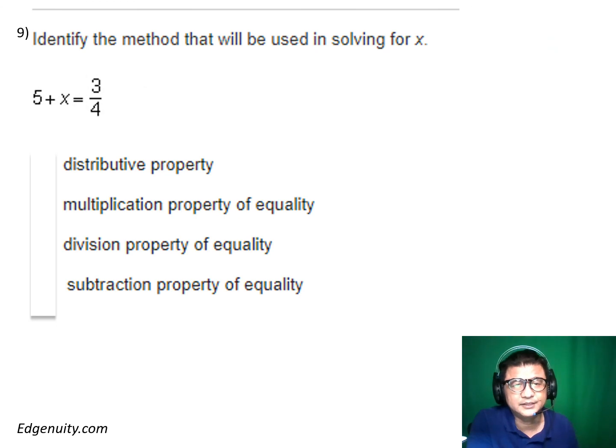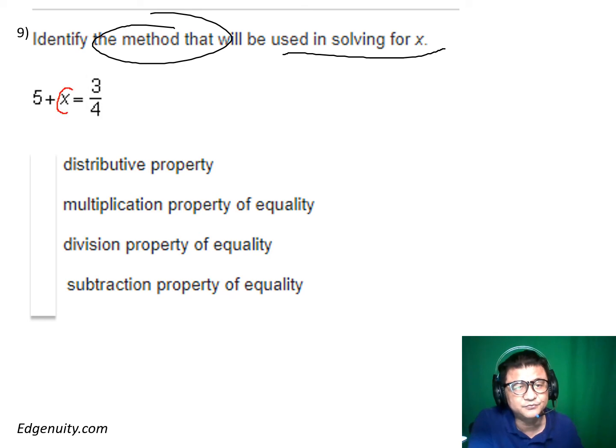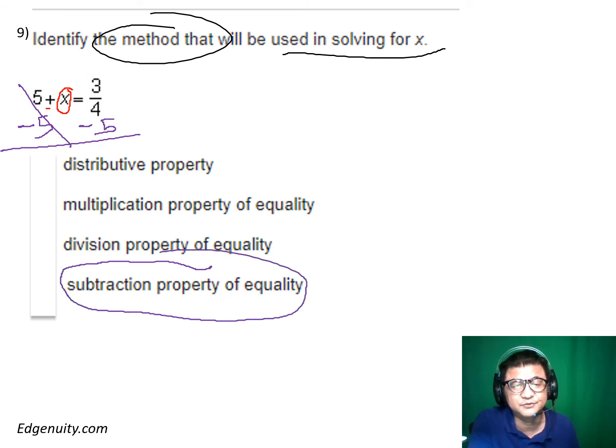All right, so I think they saved the easy one for last. So what method, identify method in solving for the x? Okay, it's just simply a one-step equation. How do you solve for x? You need to get rid of the addition. So what do you do? Subtract the 5 on the left, subtract 5 on the right. That cancels out. I don't need to solve because that's not the question. It's simply subtracting on both sides. Therefore, subtraction property of equation.